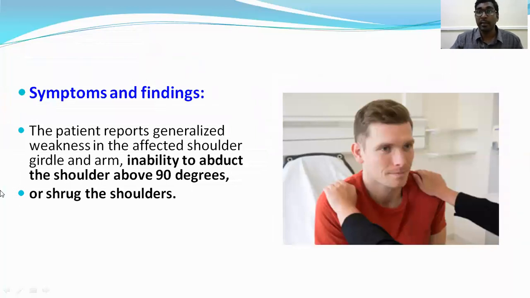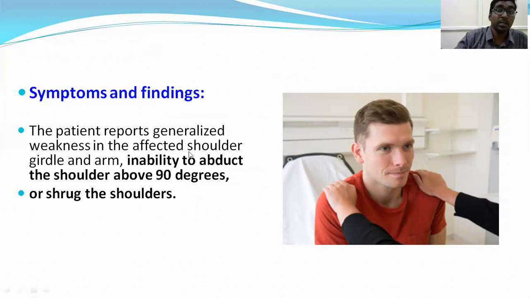The spinal accessory nerve supplies the trapezius. Trapezius causes shrugging of the shoulder. The trapezius muscle is a very long muscle. It causes shrugging action. Trapezius also assists in shoulder abduction, so it is a secondary muscle in shoulder abduction movement.